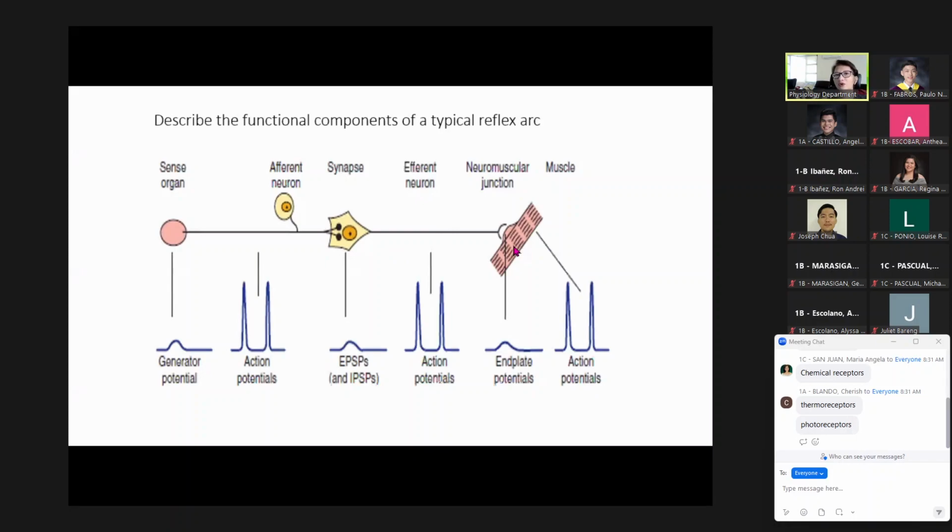Okay, so ano yung 5 components? So you have your receptor cell, and then you have your afferent neuron, also known as your, what's another term for your afferent neuron? Uy, very basic lang yung mga tanong ko, ha.